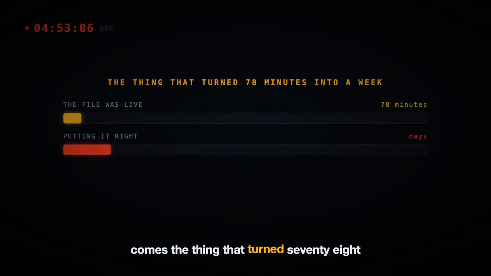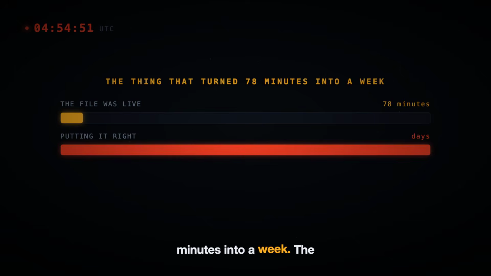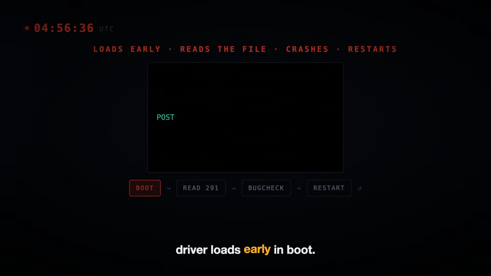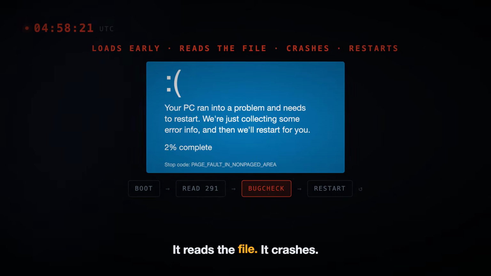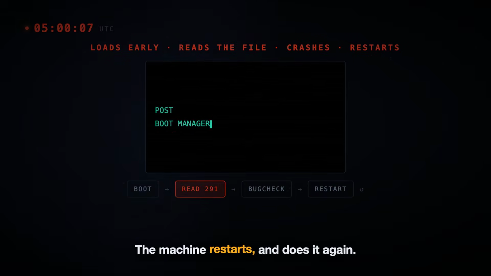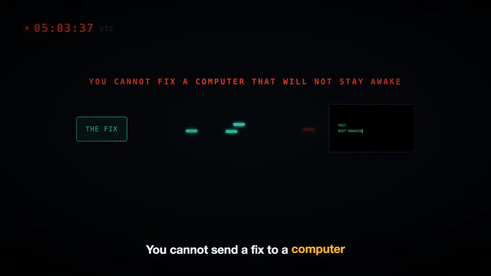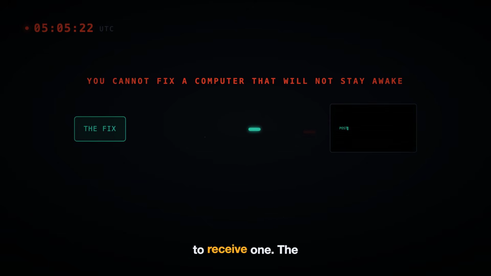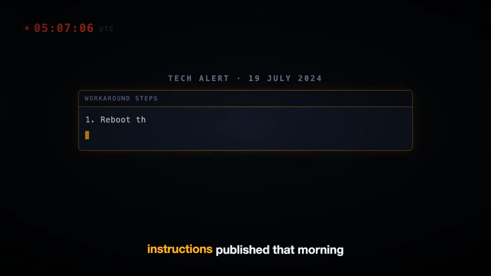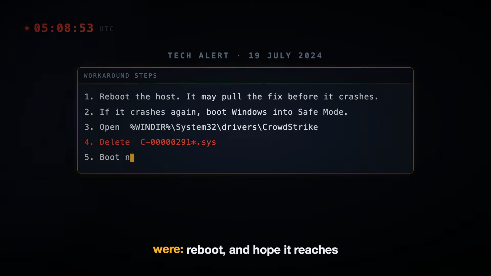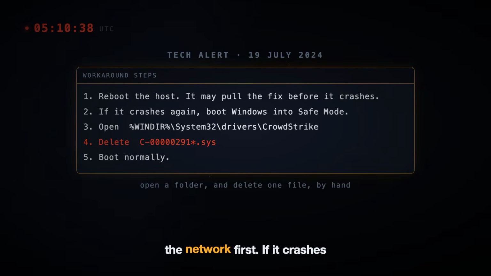Now comes the thing that turned 78 minutes into a week. The driver loads early in boot, it reads the file, it crashes, the machine restarts and does it again. You cannot send a fix to a computer that will not stay awake long enough to receive one. The instructions published that morning were, reboot and hope it reaches the network first.